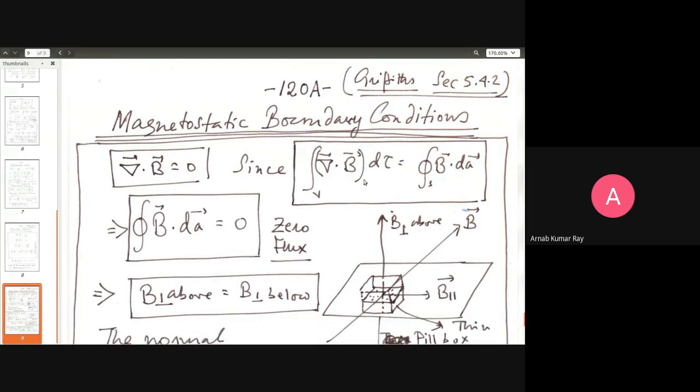And so we apply the Gauss divergence theorem, which says divergence of B d tau, taking the volume integral, is equal to the closed surface flux of the magnetic field. Okay. So if divergence of B is equal to 0, then this whole thing is equal to 0. B dot dA, the closed surface integral, is also equal to 0.